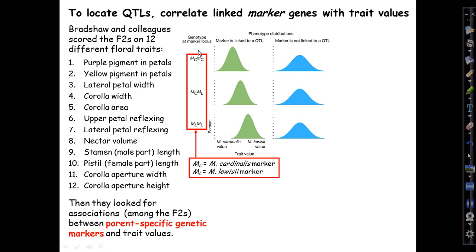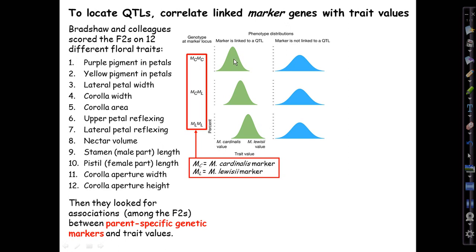So they had a bunch of loci. I don't know what they were. They might have been microsatellites. Nowadays they would be SNPs. And at these loci the two parental species were homozygously fixed for different alleles. So MC means homozygous for the cardinalis marker, and ML is homozygous for the lewisii marker, and of course MCML would be a heterozygote for one of each. And so the test is to look for markers that seem to be affecting the trait.